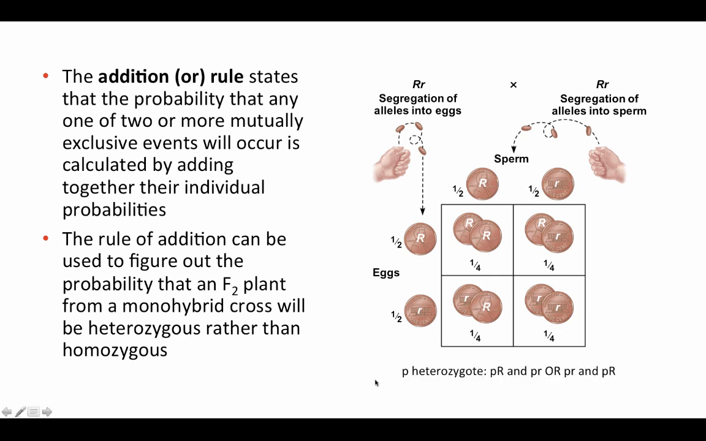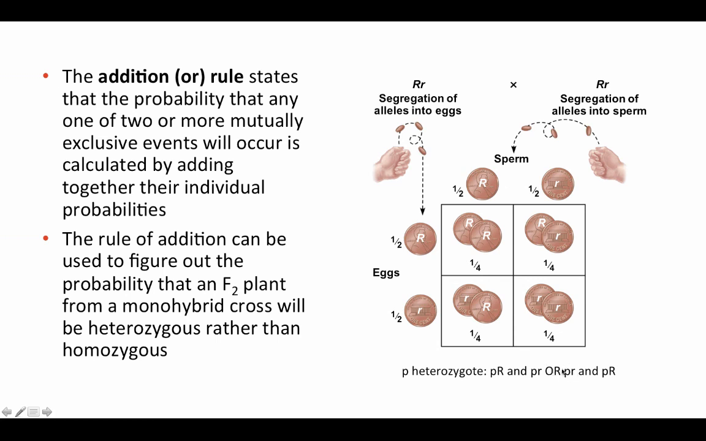The probability, so I'm using lowercase p to stand for the probability of getting a heterozygote, you can do it in one of two ways. You can get the dominant allele from the mother and the recessive allele from the father. So it's going to be the probability of dominant from mother, probability of recessive from father. So this and that has to happen.